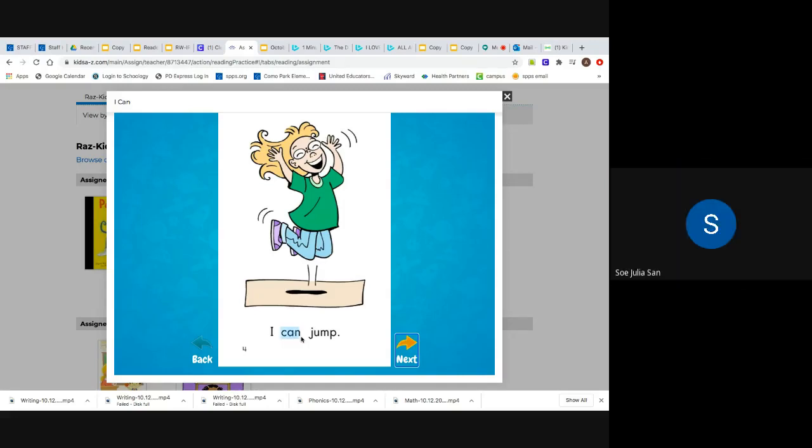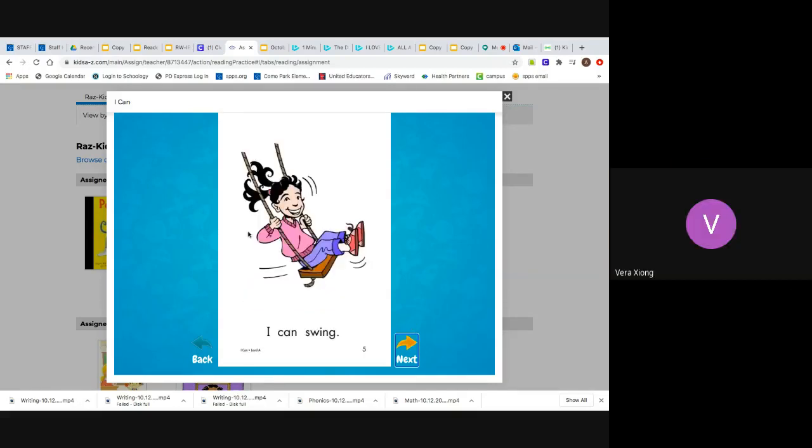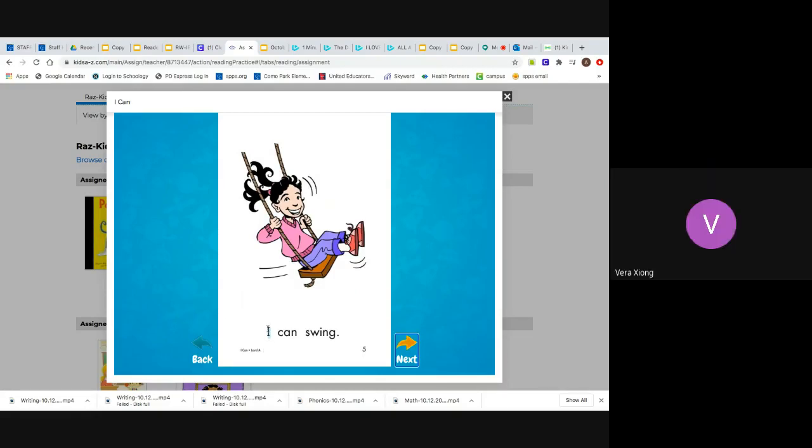I can jump. I can jump on my trampoline. What is this girl doing? Swing. She's swinging. So what do you think these words say? I can swing.